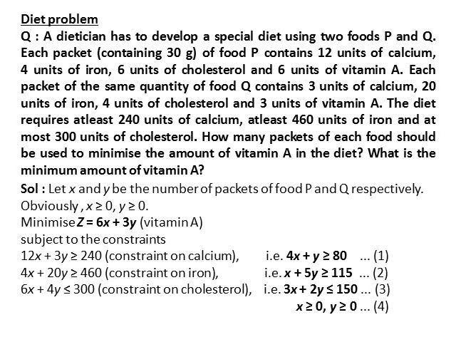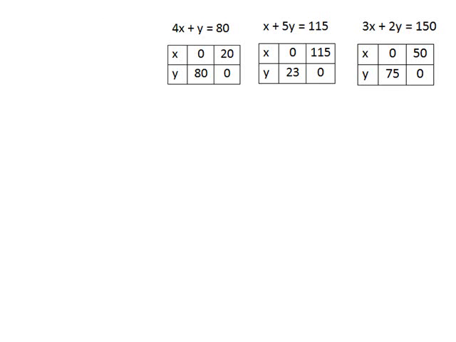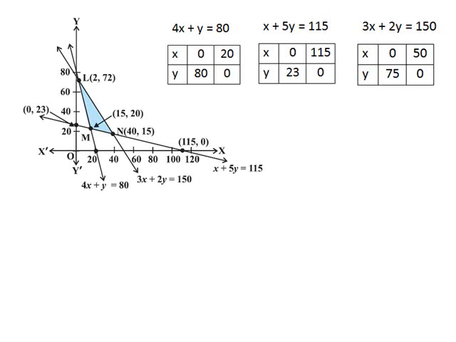Now we have to solve these linear constraints in the same manner as discussed in previous e-lectures. First, we need to draw the graph of the equations 4x plus y equals 80, x plus 5y equals 115 and 3x plus 2y equals 150 with the help of these tables. Then determine the shading of all three inequalities and get the common shaded region as shown here.